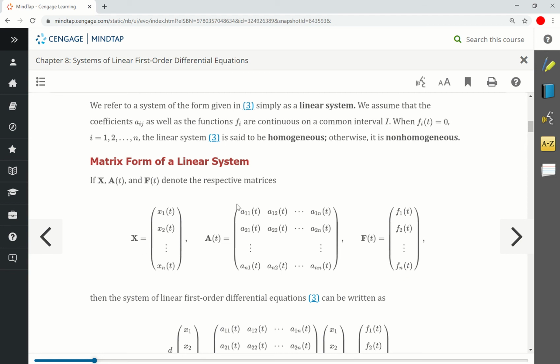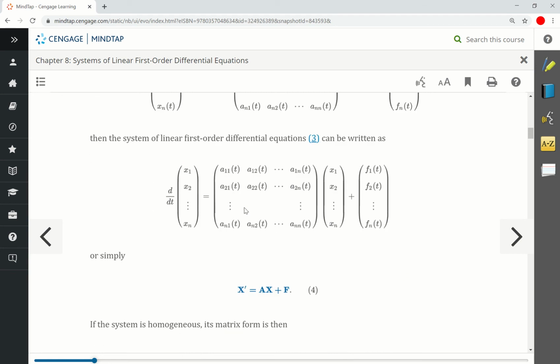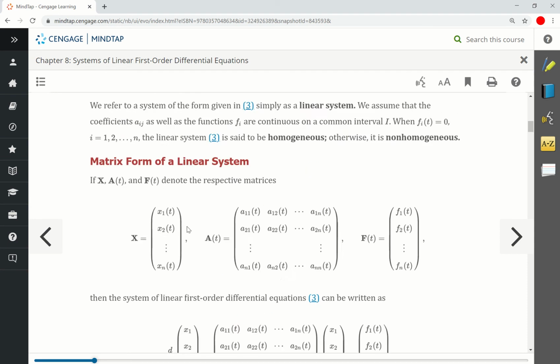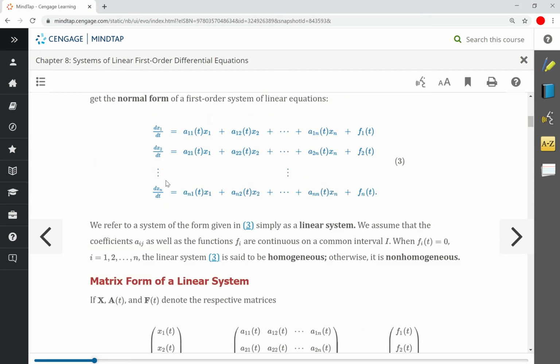With these definitions, we are now able to write our differential equation in the following format. The derivative with respect to time of this column vector is simply going to be the derivative of each component of this column vector. So the derivative with respect to t would be dx1/dt, dx2/dt, dxn/dt, which is exactly the same thing we have over here on this left-hand side.